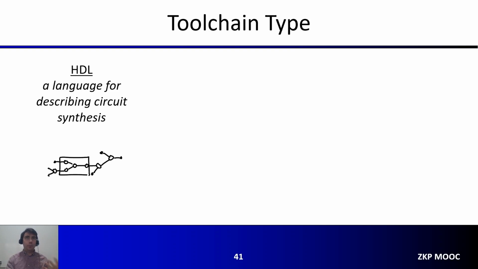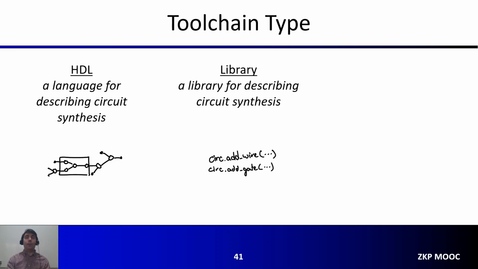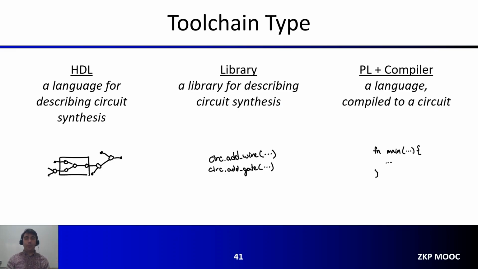The 3 different kinds of tools that we saw were, first, hardware description languages, which are standalone languages for describing circuit synthesis. Second, we saw circuit synthesis libraries. And third, we saw a programming language, ZoKrates, and a compiler that turns it into a circuit. In understanding these 3 different classes of tools, HDLs, libraries, and PLs, I think it's useful to view them as differing in 2 different ways.